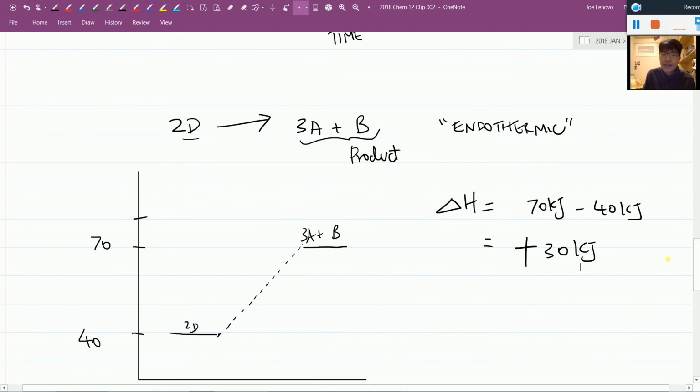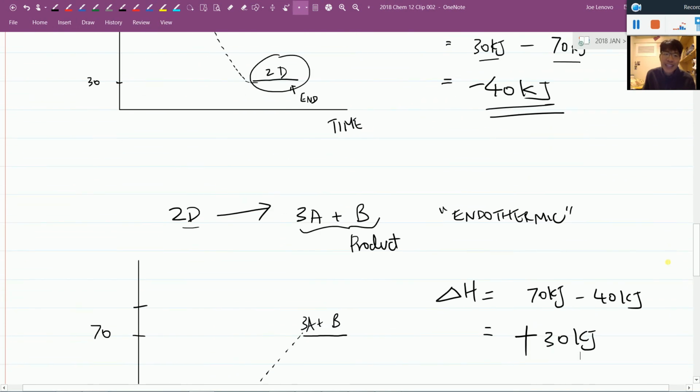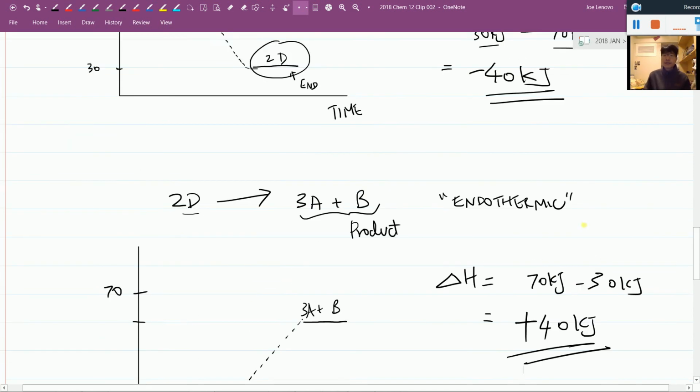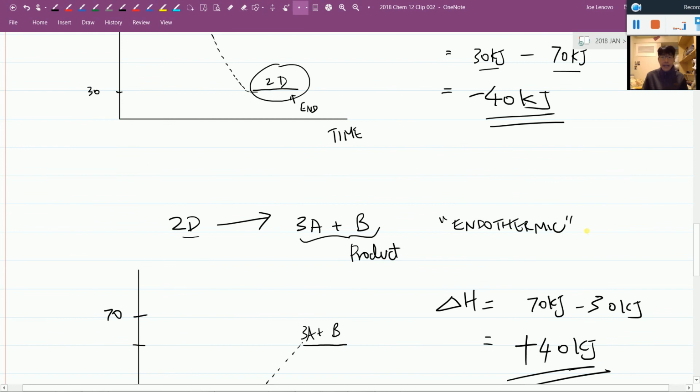Oh, sorry. I start with 30. Change a little bit here. I can fix it up. That's 30. That's 70. Then still changing this one. That's not 40 anymore. That is 30, and the difference would be 40 kilojoules. But this 40 kilojoules is positive instead of negative.